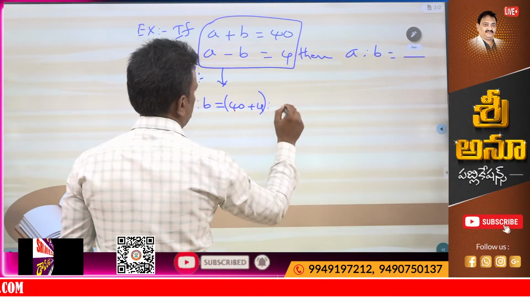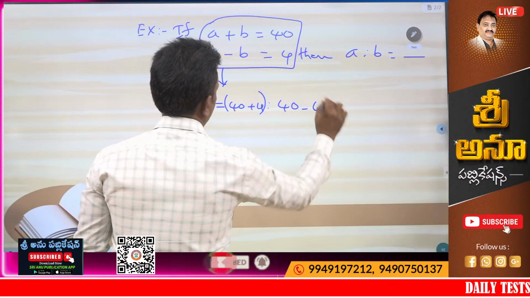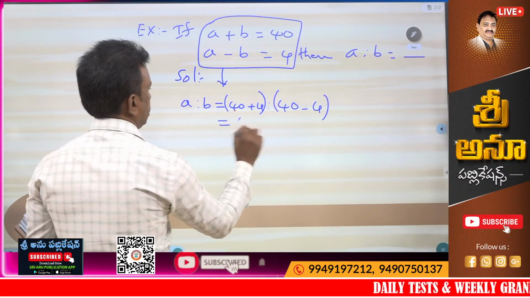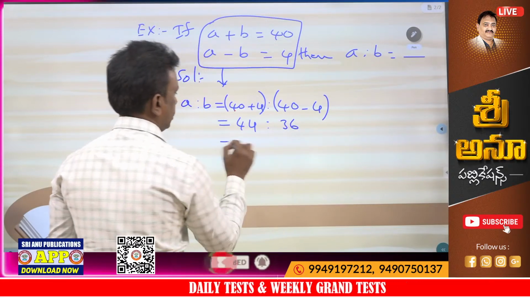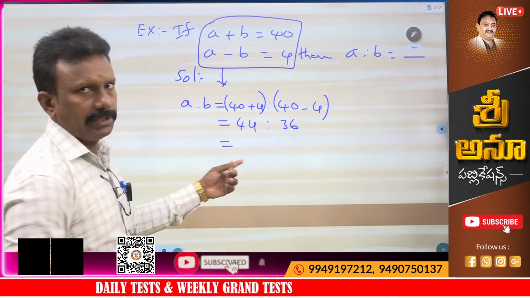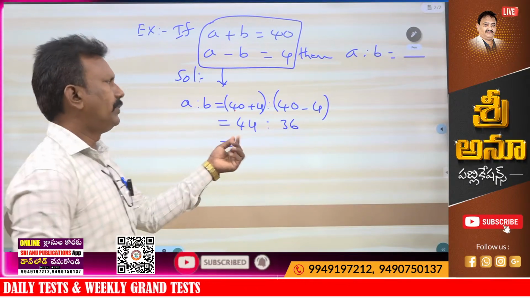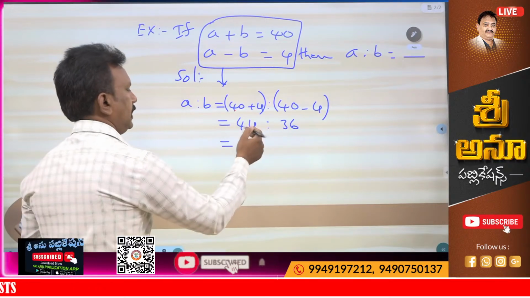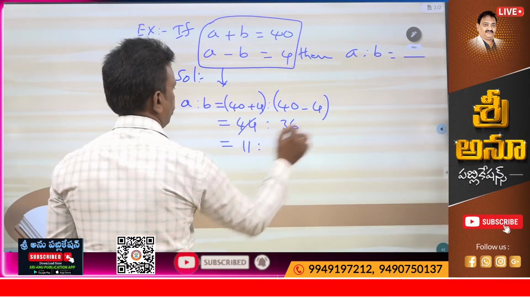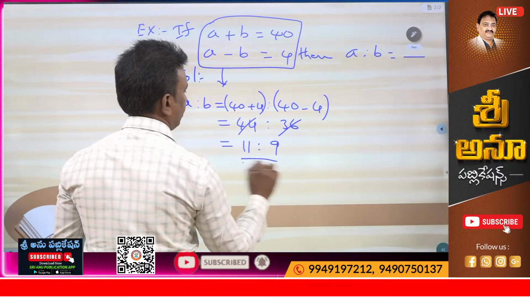So the difference of the parts is 40 minus 4. So it is equal to 44 is to 36. The 4 table divides 11 times and 9 times. So the answer is 11 fours and 9 fours. The answer is 11 is to 9.